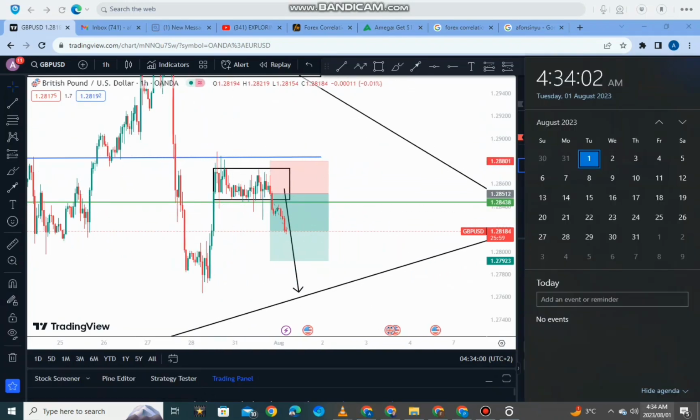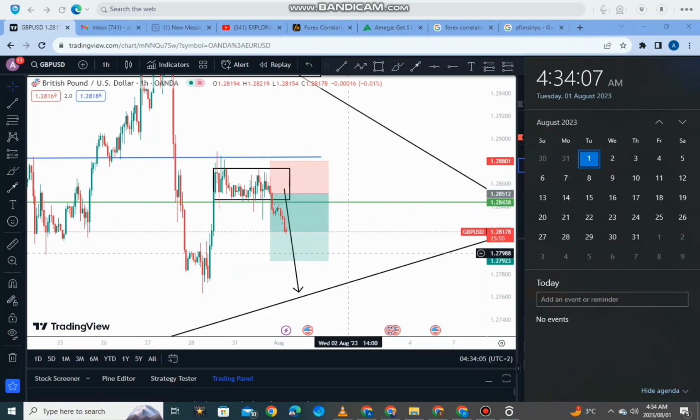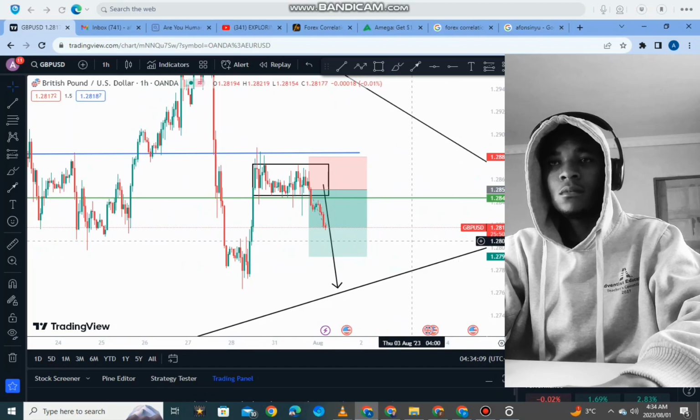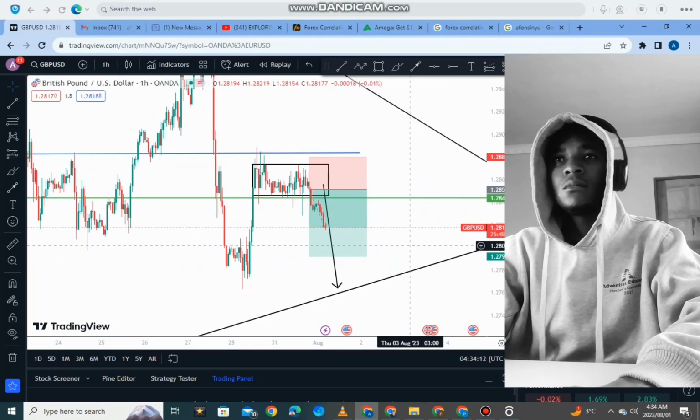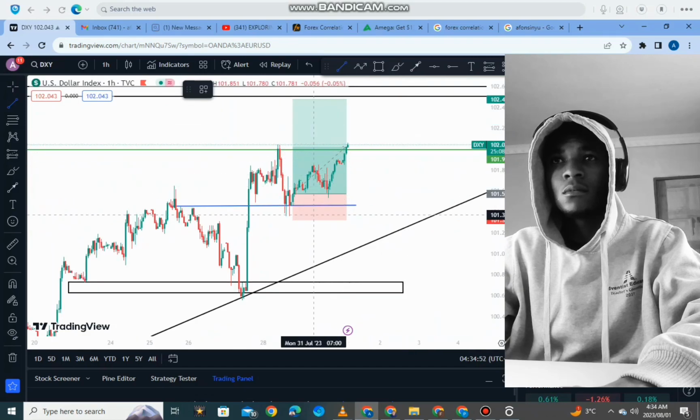But nonetheless, today is the 1st of August, 34 minutes past 4 a.m. It's still pretty early in the morning. I really like working at night, man. Trading the Tokyo session is really calm. There are no unexpected price movements, and as you can see here, we are deep in profit.